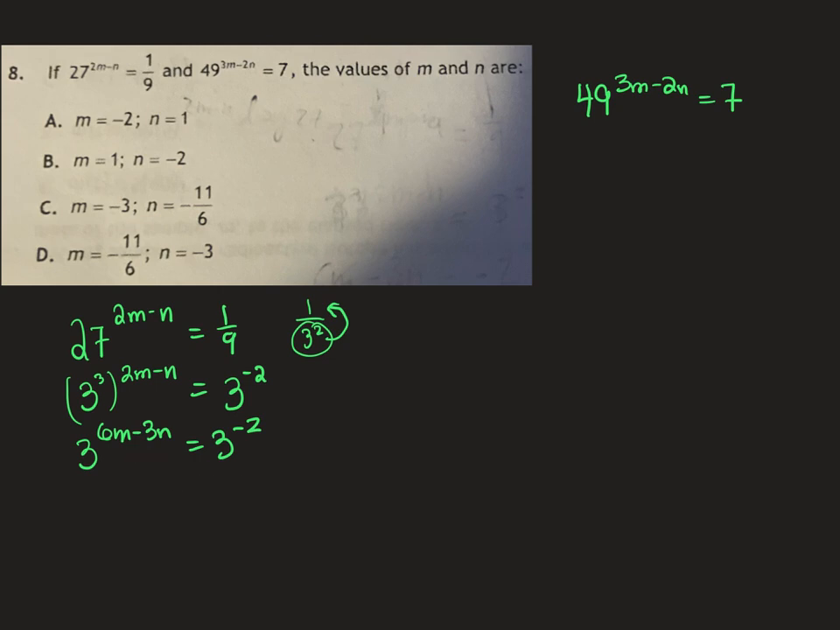That will mean that the exponents can equal each other. So now we let 6m minus 3n, the exponent on the left side, equals negative 2, the exponent on the right-hand side. Now we're kind of stuck at this point because there's two unknowns, so we can't really solve. So let's go to the other equation.